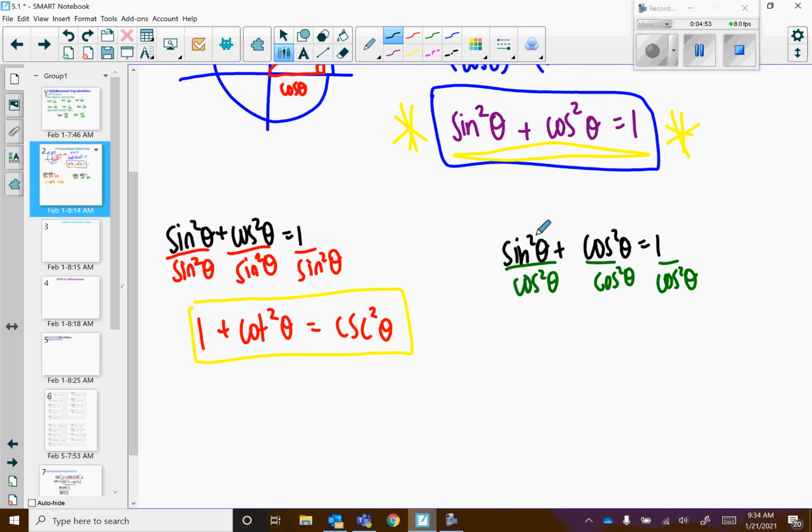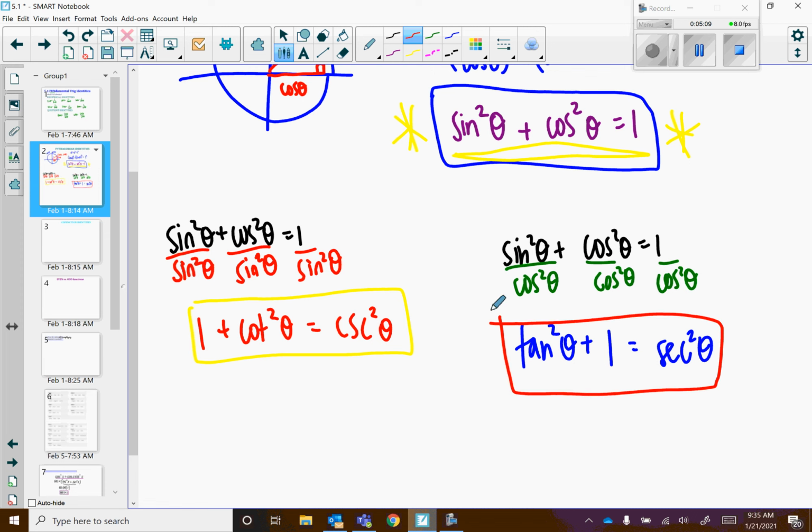Sine squared over cosine squared is tangent squared, plus 1, because cosine over cosine is 1, and 1 over cosine squared is secant squared theta. And here is our third Pythagorean trig identity. Honestly, if you can remember this one, sine squared plus cosine squared equals 1, then we can get to these other two by doing that division I just showed you.